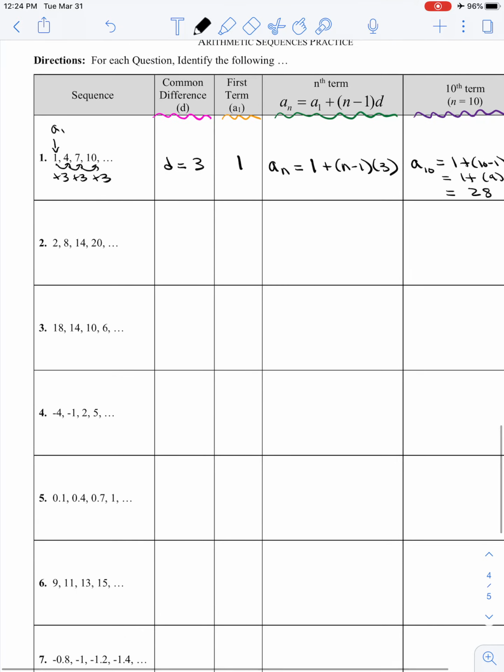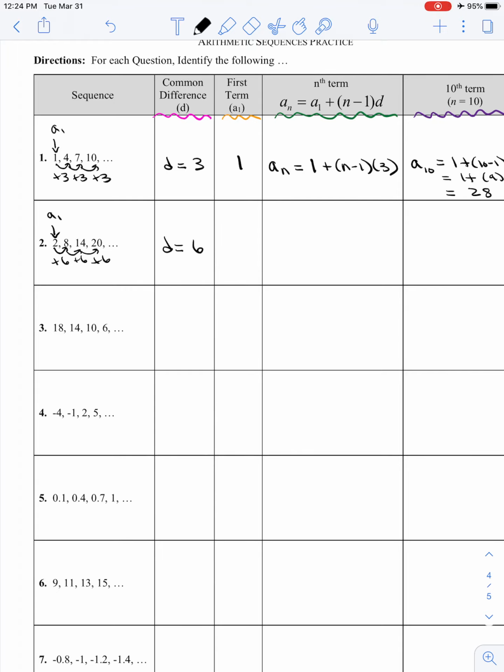Okay, let's take a look at number 2. So for number 2, you want to think about what are you adding from 2 to get to 8? So that would be a 6. And you can test it. Is 8 plus 6 14? It is. Is 14 plus 6 20? It is. So my common difference is a 6. Now I want to find my first term.